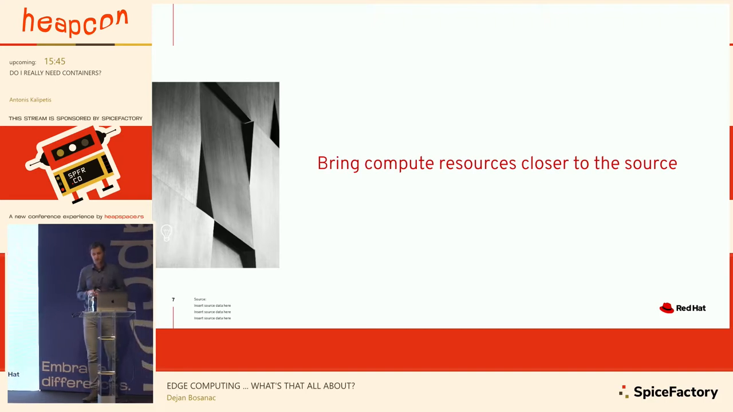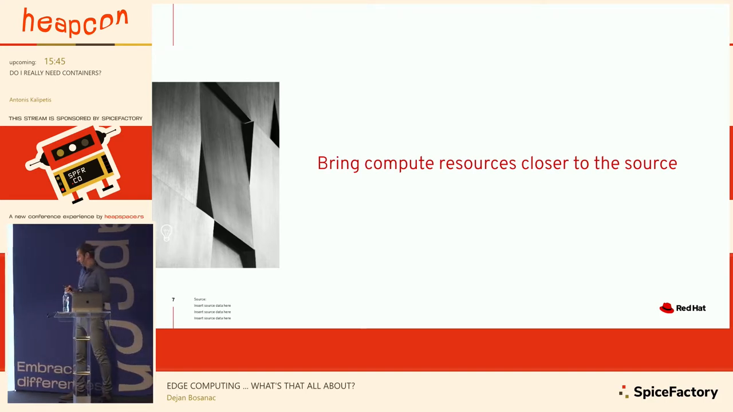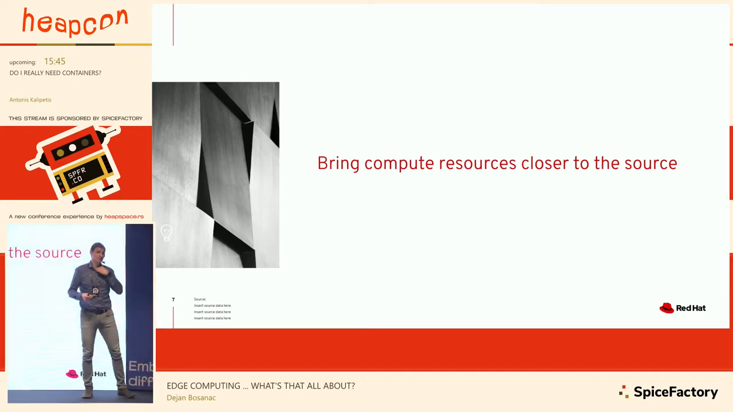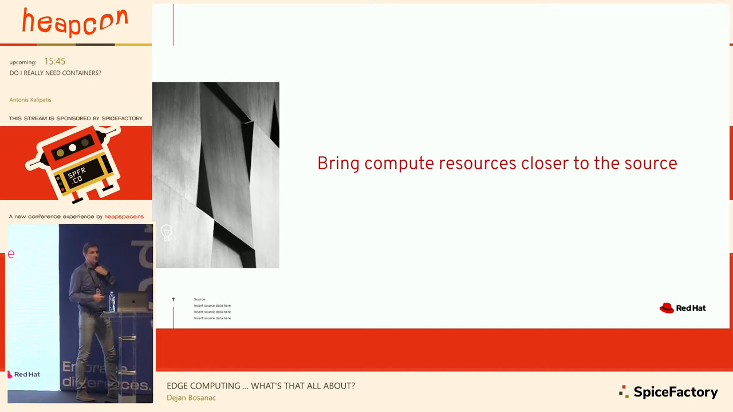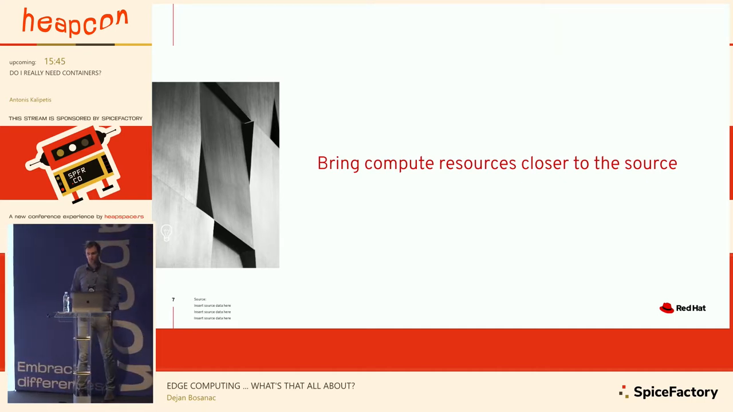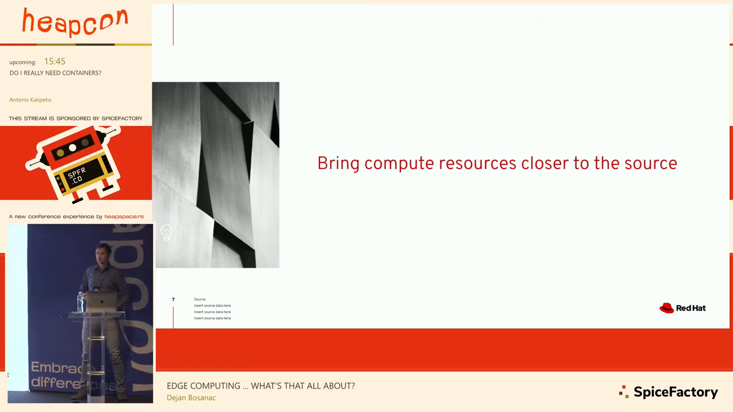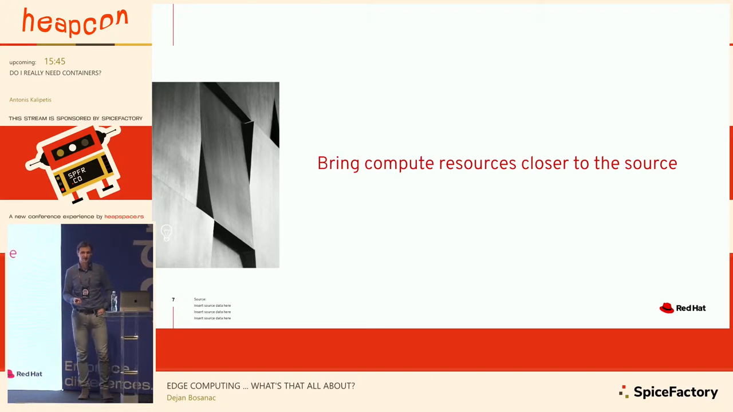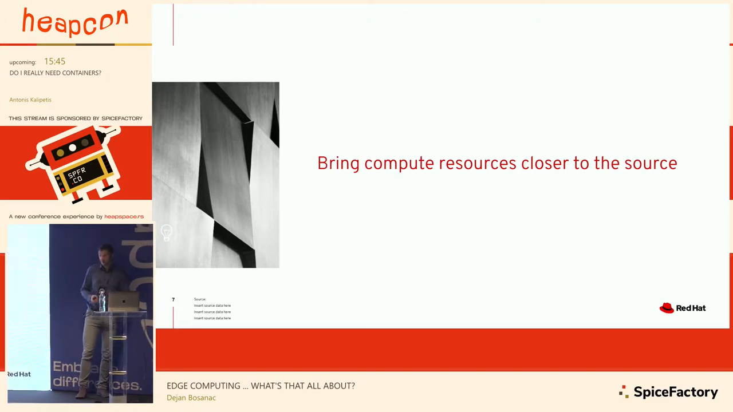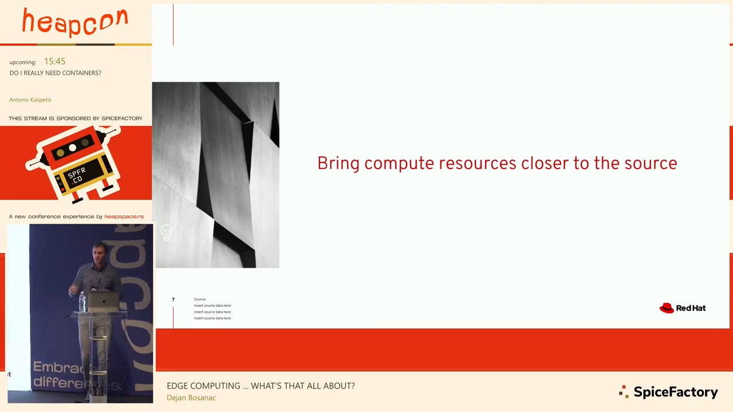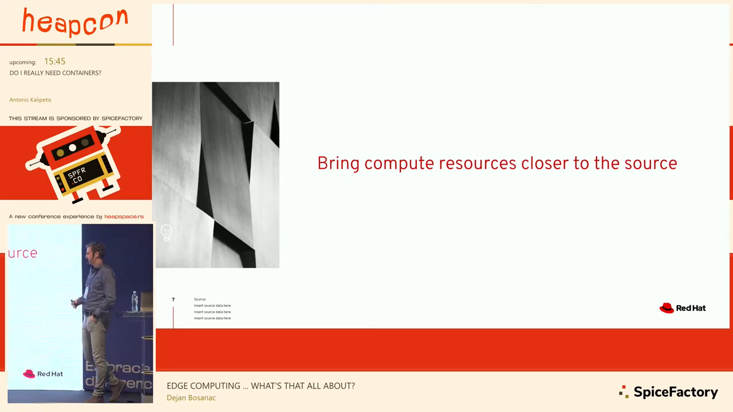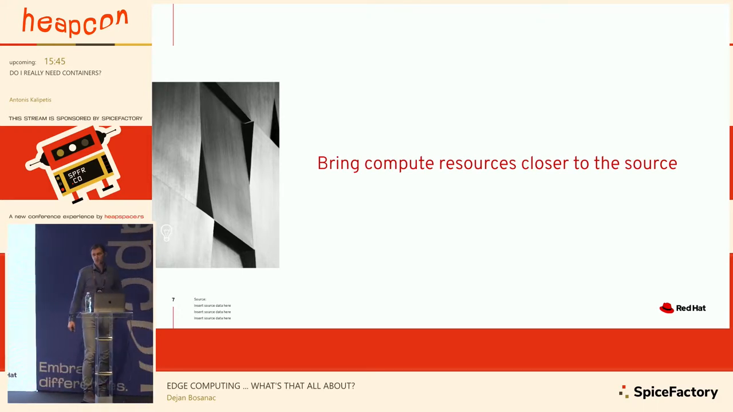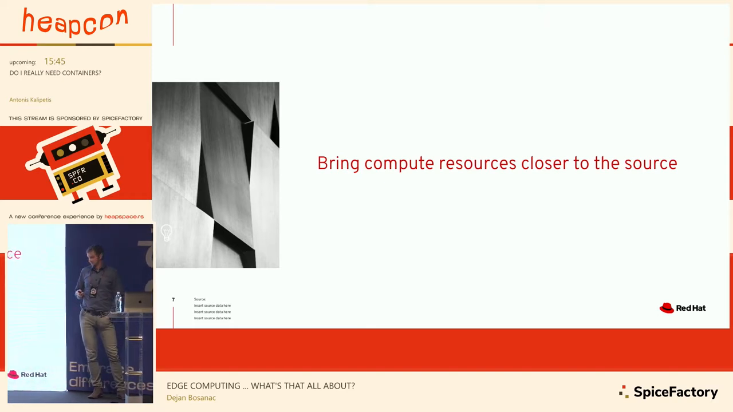Why would we want to do that, right? That's the other obvious question. And the answer to that question is that we'll try to bring compute resources as close to the source, to the users of those resources, as possible, right? That can be humans clicking on their phones, that could be devices, that could be autonomous cars, whatever is producing the data or consuming that data or needs to be controlled by the systems.